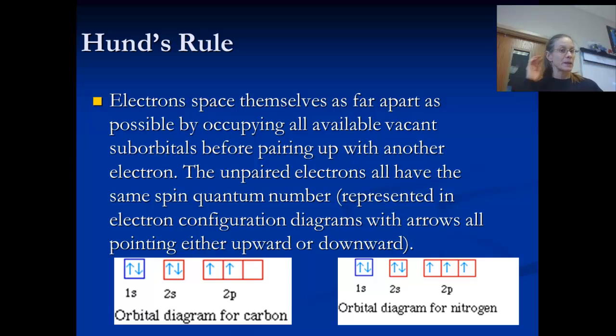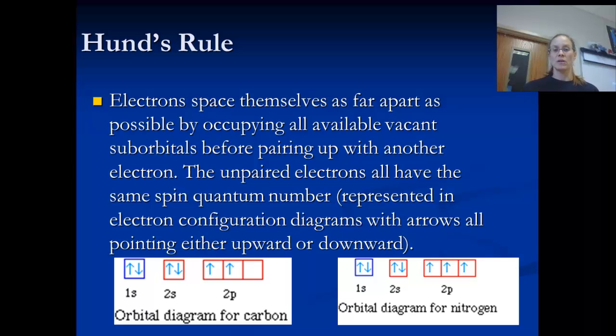Hund's rule basically states that electrons will space themselves as far apart as possible by occupying all available vacant suborbitals before they'll pair up. This is due to that repulsion factor. Remember that electrons are negatively charged, and like charges tend to repel each other, so electrons are going to want to be as far apart as possible. And so electrons will actually reside in an unfilled orbital before they will start to pair up inside of an orbital.